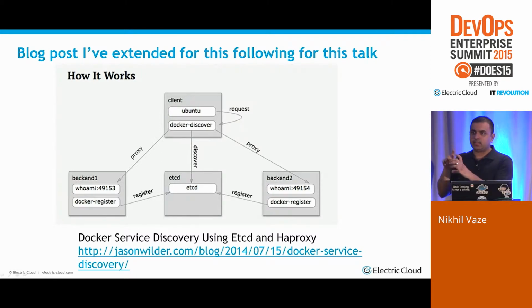And etcd is the service discovery, so it holds the coordination, or it's the service registry. What is the state of the cluster? What are the IP addresses? And now you have, in his case, two backends that are just who-am-I containers that are serving up web content. The idea is that the who-am-I's are the application. The Docker registers are the sidekick processes that tell etcd, hey, this is who I am. And the Docker discover is the sidekick process that says, okay, given this information in etcd, what are the HAProxy rules that I need to write out, or what do I need to serve to HAProxy?